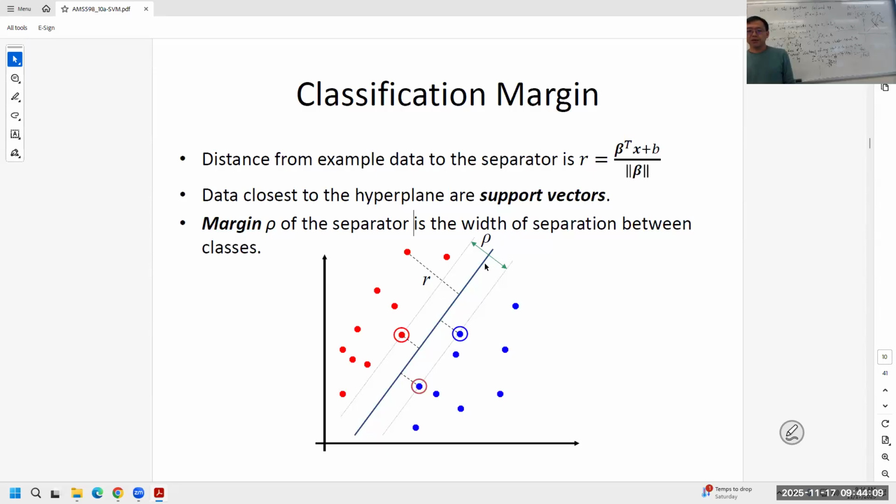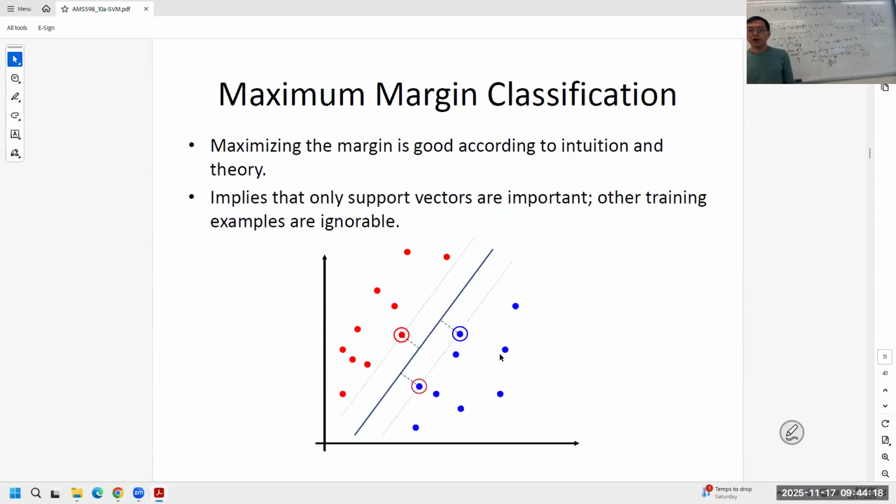The separator essentially lives in the middle of the separation, in the margin. Our goal is to maximize the margin between these two groups. This is also called maximum margin classification. Maximizing the margin is good according to our intuition and theory, right? It implies that only the support vectors are important. Other training examples are basically ignorable.